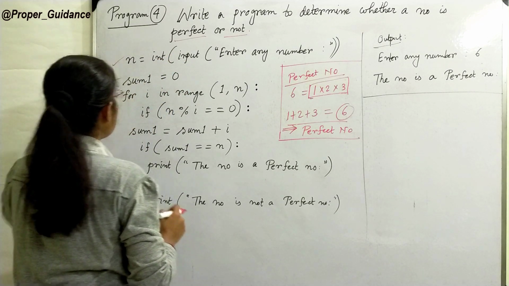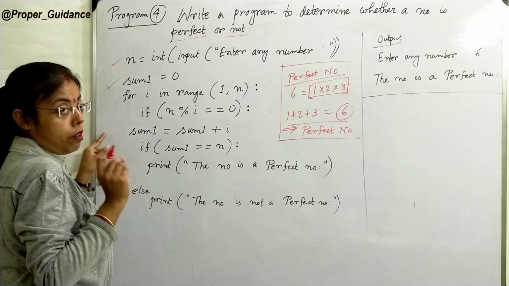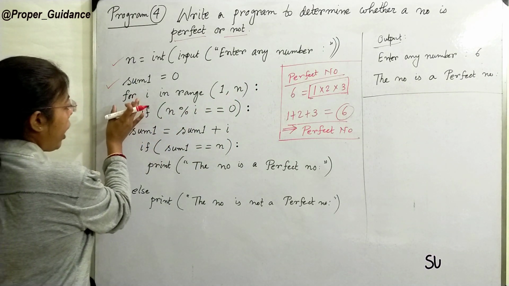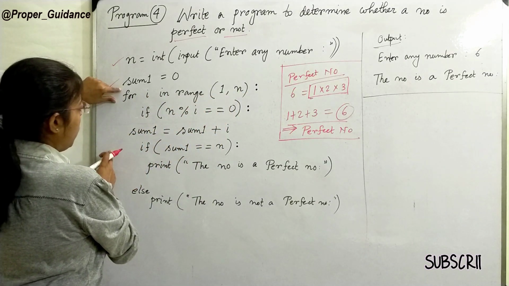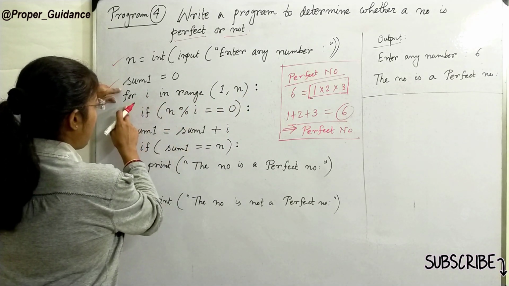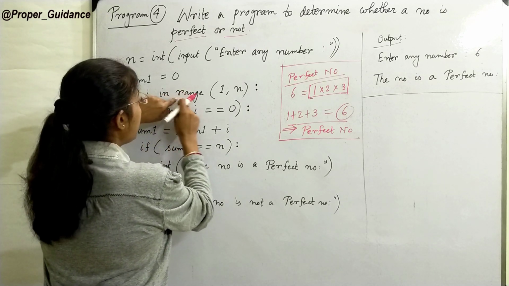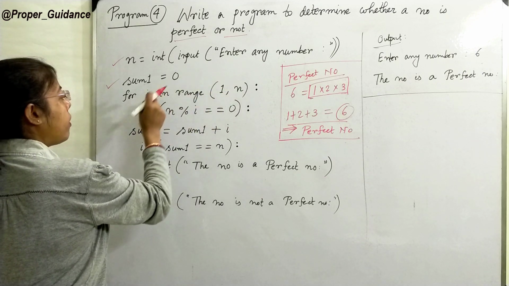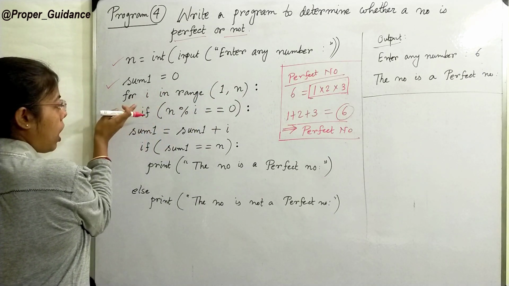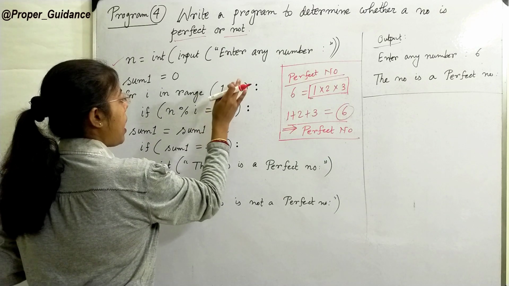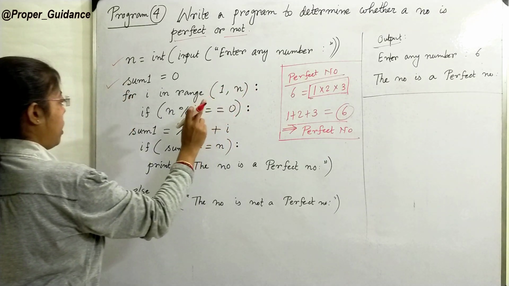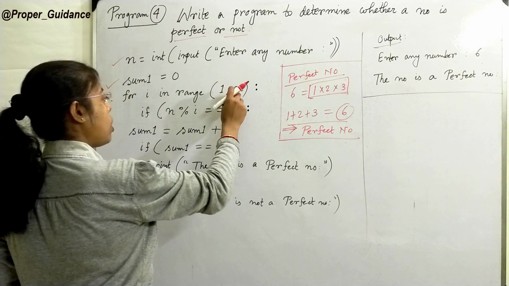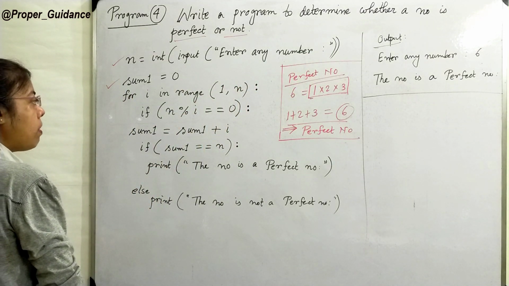Now here we use a for loop. This is the way to write the for loop. Okay, this is the syntax: for variable name in range. What is the range? 1 and n. 1 and n means the range for i. The values of i will start from 1 and not exceed n. 1 to n. Here n is given as 6, so 1 to 6 is the range of i.